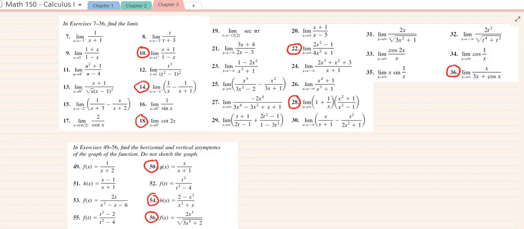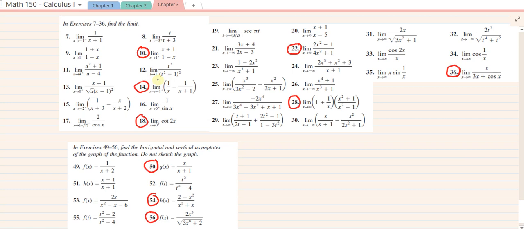Okay, let's take a look at these exercises. These are all from your textbook. The ones that I have circled are the ones that we're going to go through in this video. So let's begin with exercise number 10.